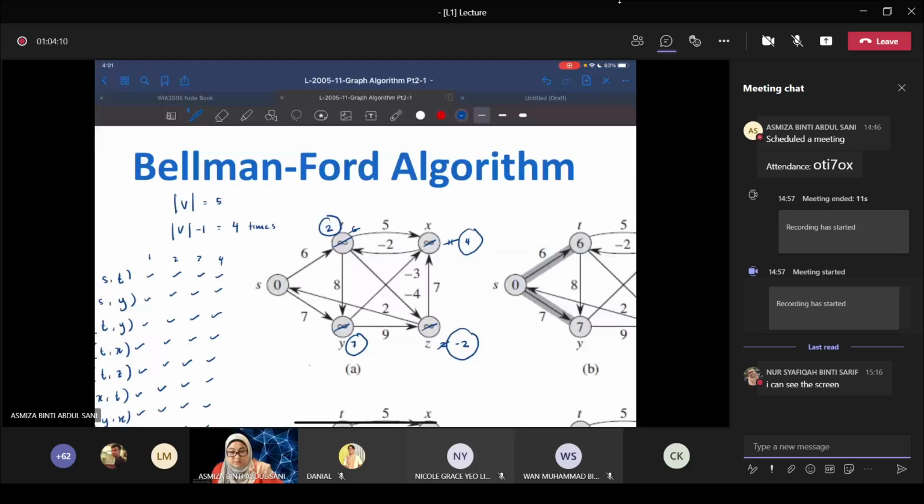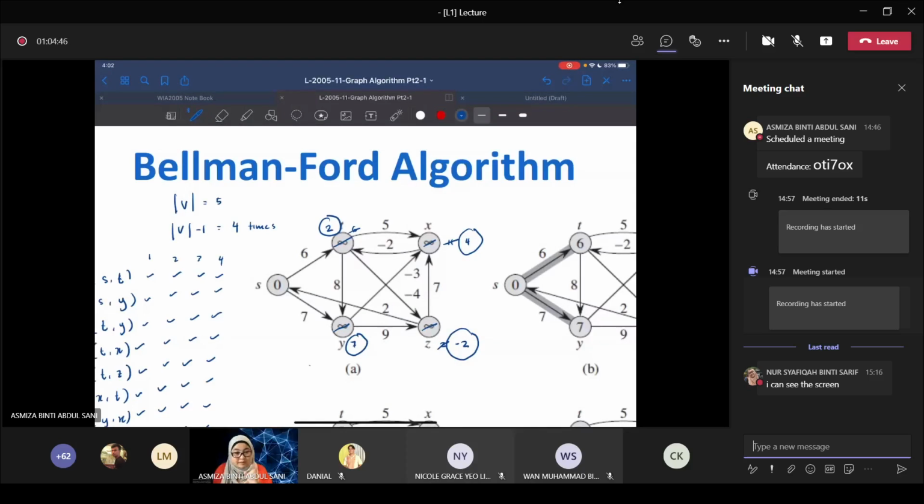Because in this case, for this graph, we do not have a negative cycle. You can do a check by running the relaxation algorithm on all of the edges again.